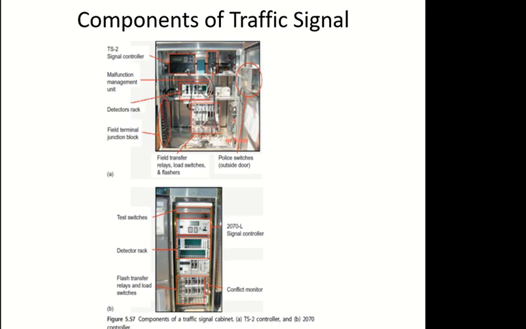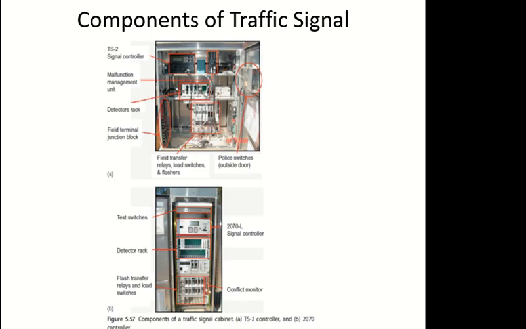The components of a signal, okay, you can see it in these pictures. So we have a controller, we have a malfunction unit, we have a detection rack which is attached with the sensors. We have a field terminal block. Okay, and we have transfer switches which activate the signal. We have a police switch. You may have seen the police officers, when they go and control the signal manually, this is a switch they are using, so they don't have to use all the controls on the signal. They just have a switch to change the phases, that's it. So it becomes easier for them.